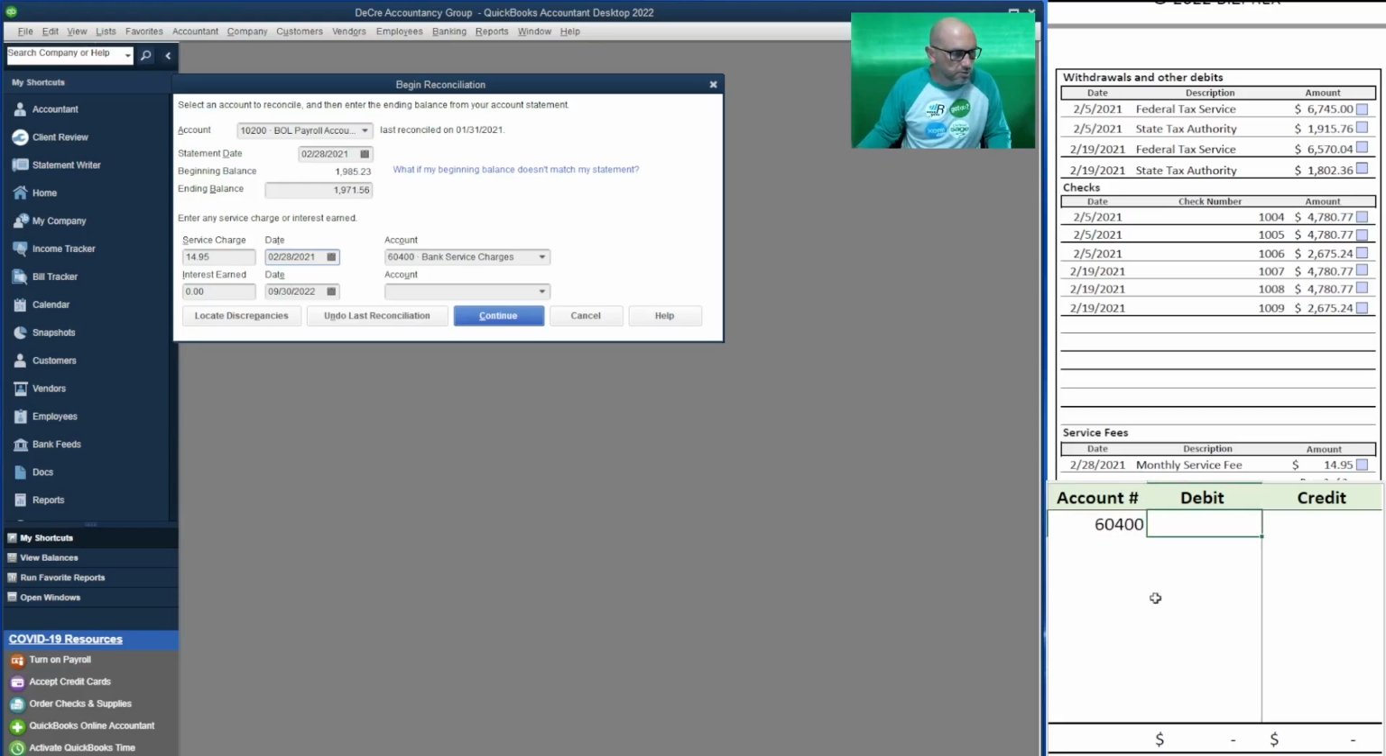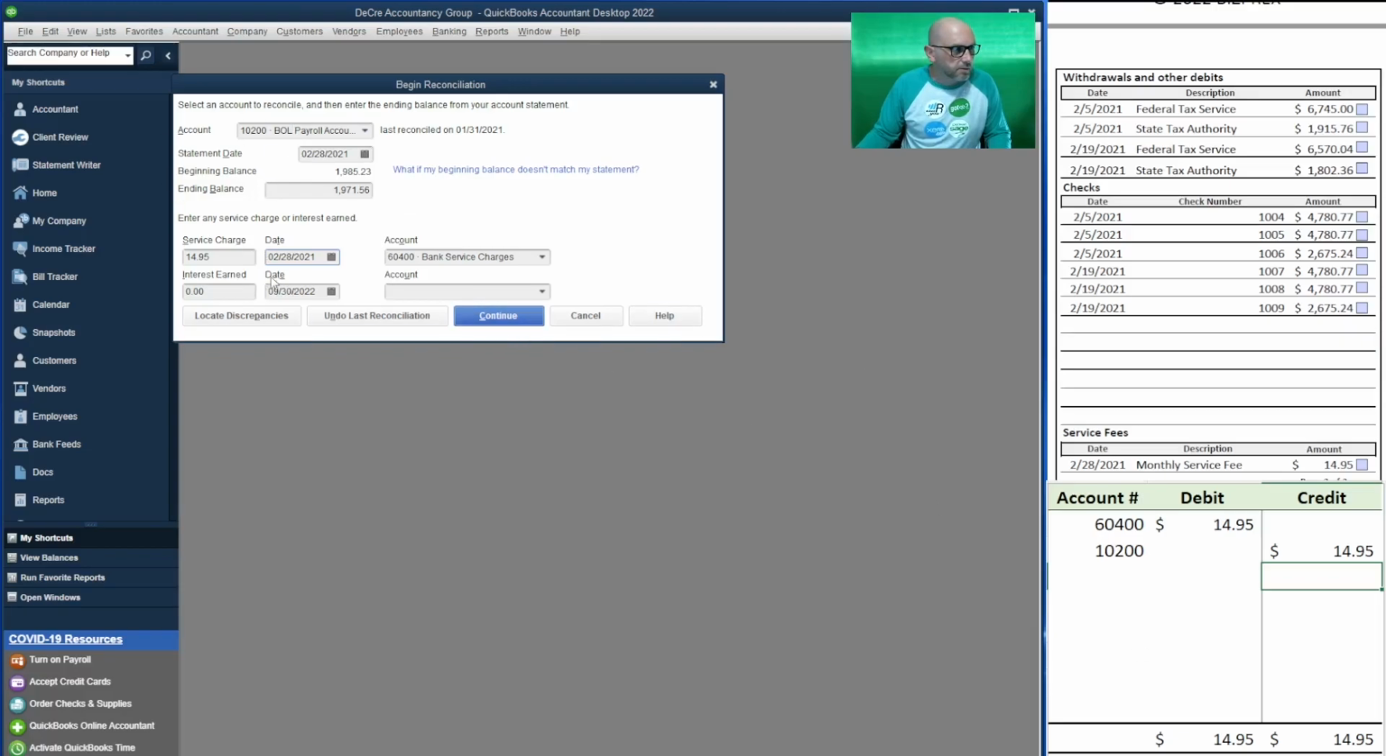Expenses will go up, bank service charge will go up by 1495, and that amount will be taken from our bank account, thus reducing it. And bank account is an asset. Assets are reduced when credited, right? Expenses go up when debited. So this 1495 right here is a debit to 6400 and a credit to 10200.